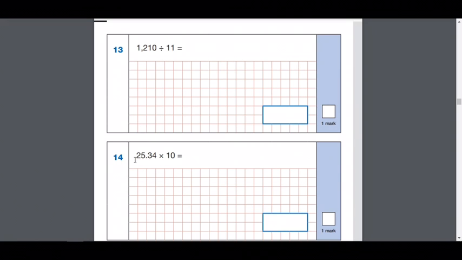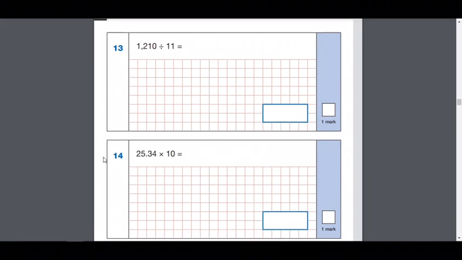They could draw their own place value chart, or they could just think, well, that 2 is worth 2 tens. If I'm multiplying by 10, I'm moving it one place to the left, so that 2 tens will become 2 hundreds. Then everything will follow across. 5 ones will become 5 tens, 3 tenths will become 3 ones, the decimal point will stay the same, the 4 hundredths will become 4 tenths.